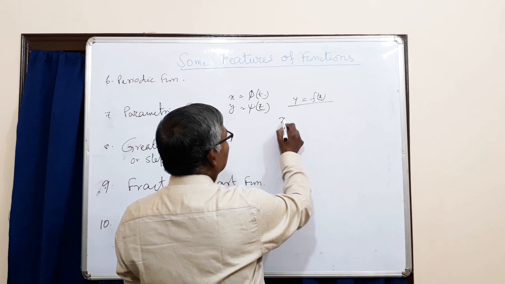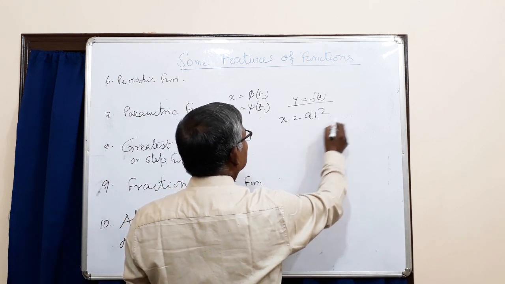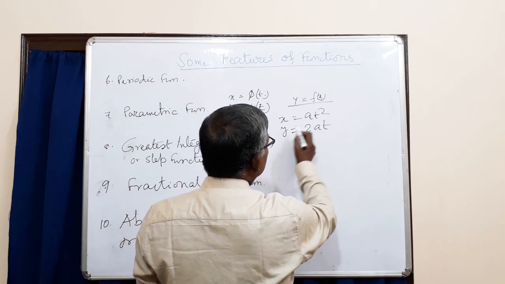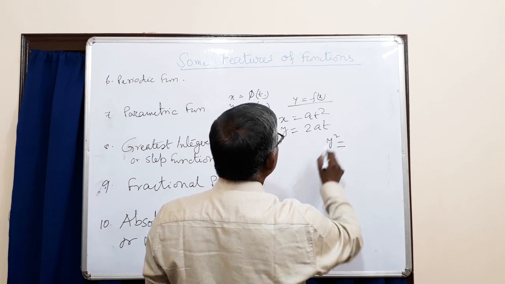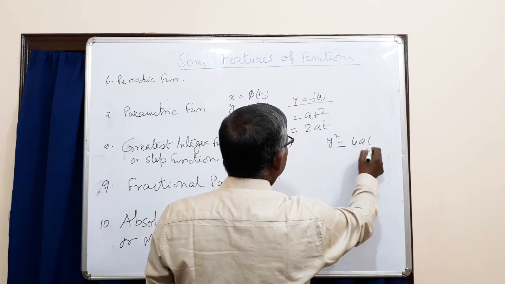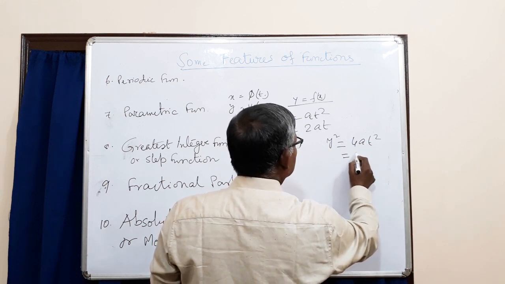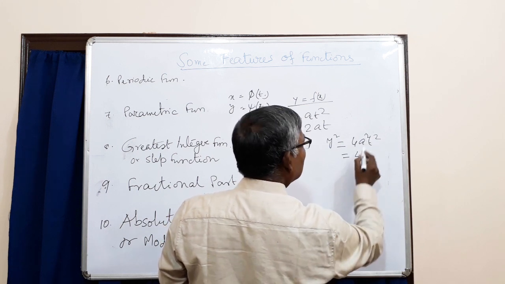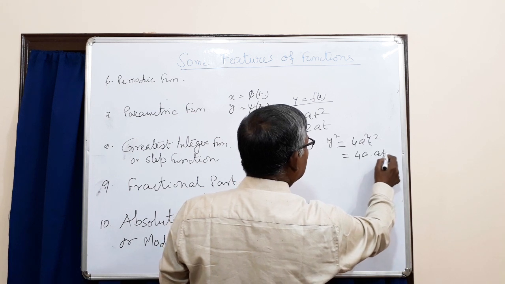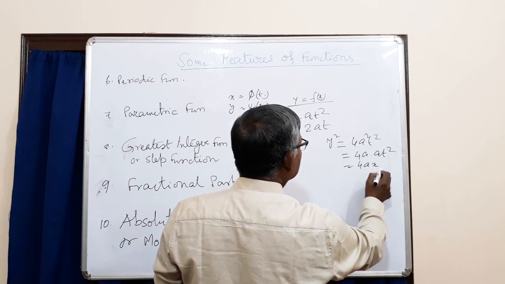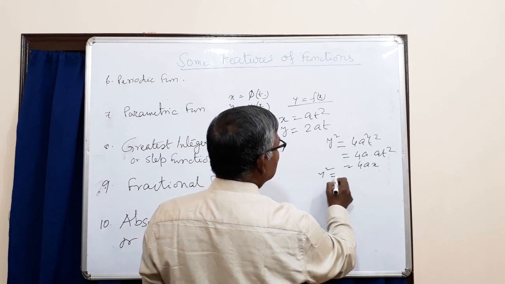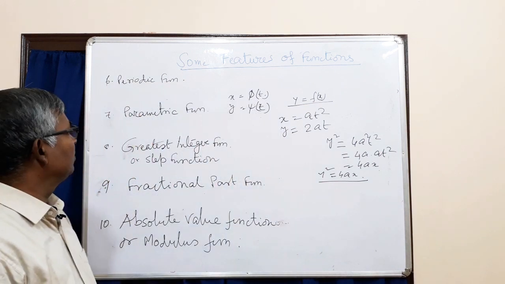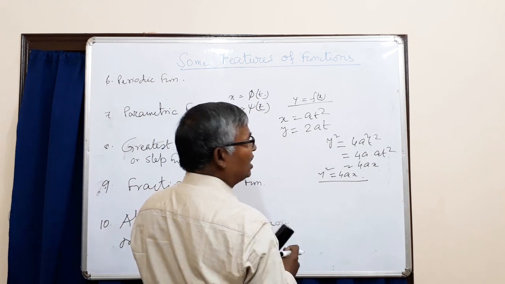Suppose x equals a t square, y equals 2at. So you see y square is 4a square t square, that is 4a into a t square, that is 4ax. So you get y square equals 4ax. This type of function is called a parametric function. It is an equation of a parabola, you know.